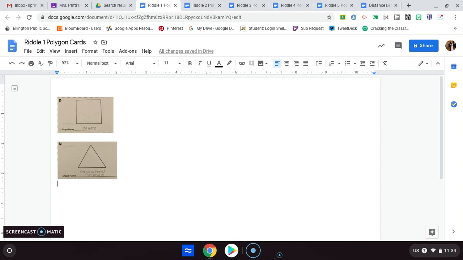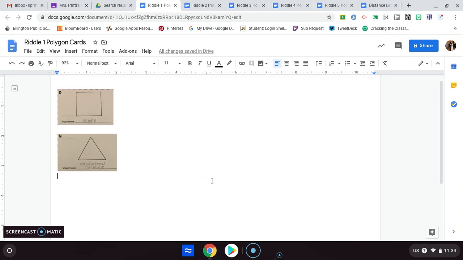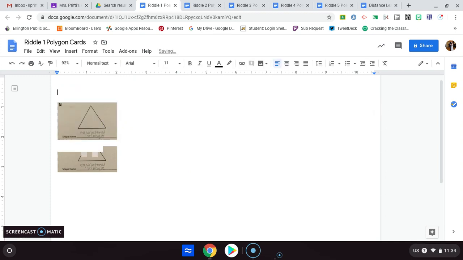So my polygon has no right angles. So no right angles. Okay, well, square is all right angles, so we're left with an equilateral triangle. Let's see the last clue. My polygon has exactly 3 sides. Yep, so there we go. So we went through our clues. We used what we know about polygons to figure out which one the clues were hinting at.